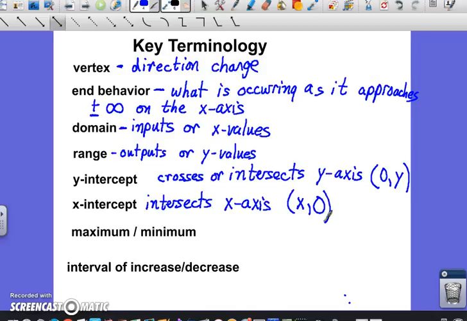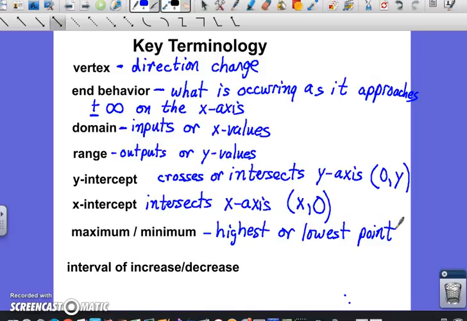Now, maximum or minimum. This is the highest or lowest point on a graph. That's called the maximum or minimum. If it's a highest point, it's called a maximum. How high? Well, it's going to be a y value. It's when the y is at 200, I don't know. Or how low does it go? What's the lowest value, the lowest point that it goes?